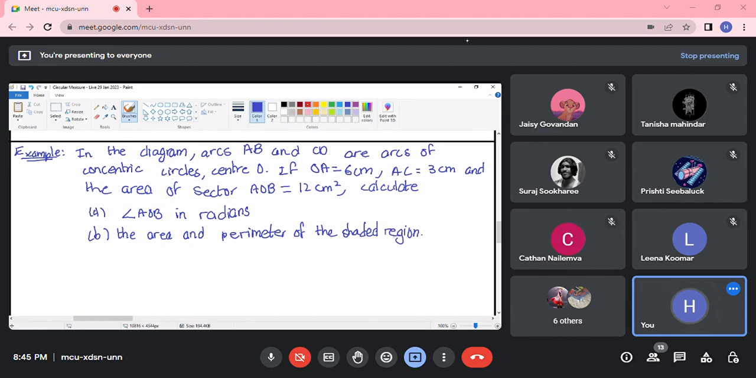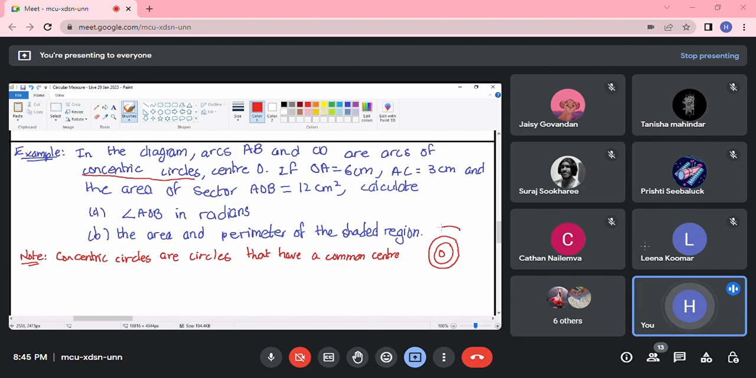Okay, before this drawing, what is the meaning of concentric circles? Concentric circles are circles that have a common center. So you have a circle, another circle. All these circles have a common center. So these are known as concentric circles. Okay, now let's come back to the question.